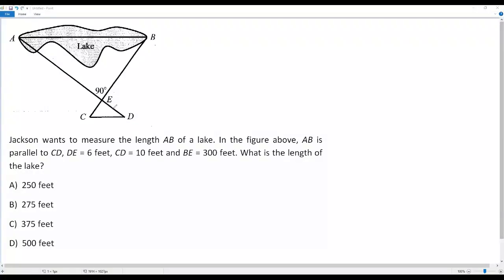Here we have a SAT math question. Okay, let's go with the question. Jackson wants to measure the length AB of a lake. In the figure above, AB is parallel to CD, DE equals 6 feet, CD equals 10 feet, and BE equals 300 feet. What is the length of the lake?